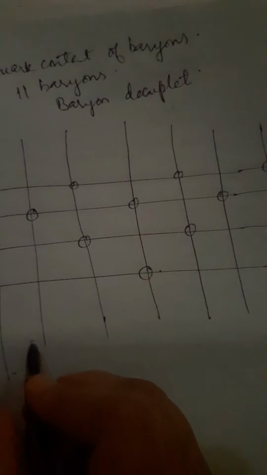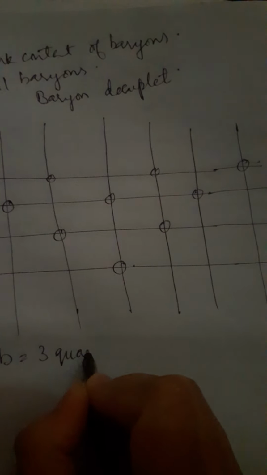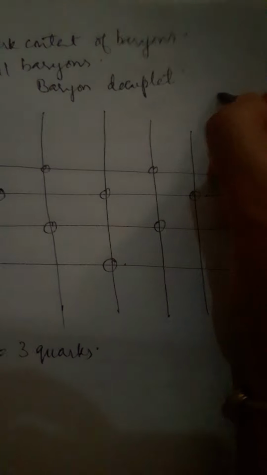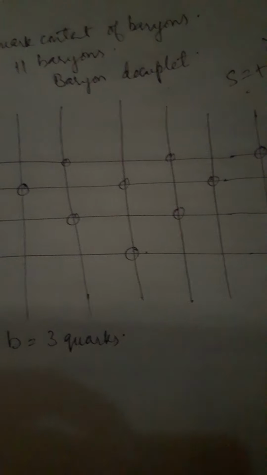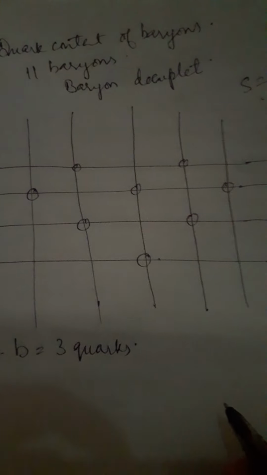But here you have to remember that baryons are actually composed of 3 quarks only. There are not any anti-quarks. So S equal to plus 1 value will not be there, because we don't have any antiquark of any type in these particles, right?